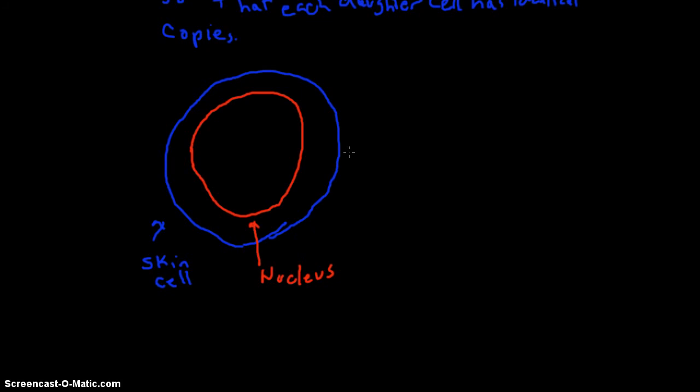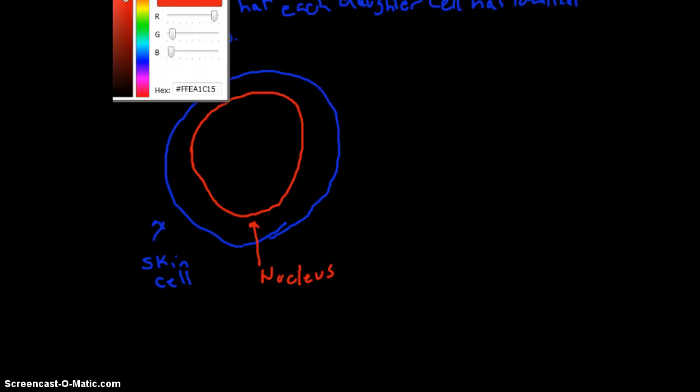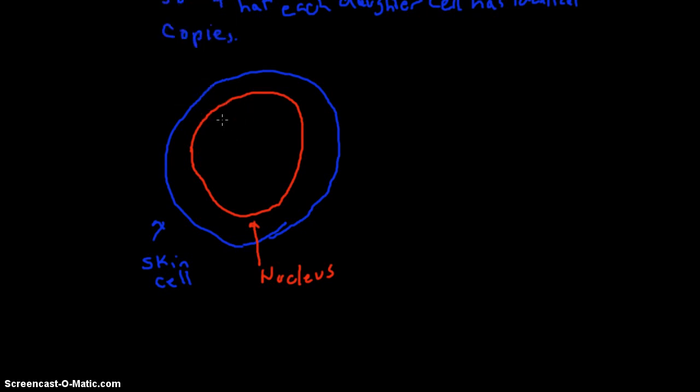Now let's say there are other skin cells that were damaged, and now you have this healthy skin cell over here that wants to replace those skin cells that had been damaged. So this skin cell has its genetic material inside the nucleus. It has 23 pairs of chromosomes.